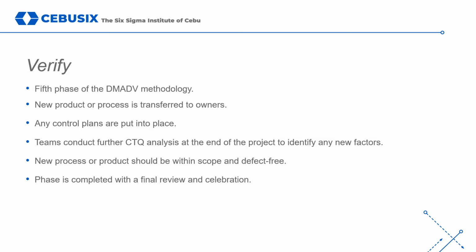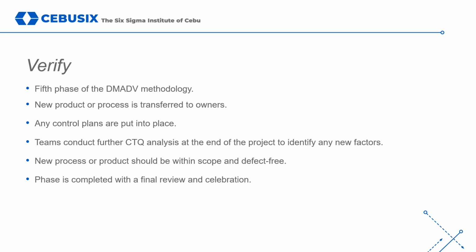The verify phase of a DMADV or DMADOV project is very similar to the control phase of a DMAIC project. The new process, product, or service is transitioned out of the project mode and handed off to the process owners or employees who work daily with the process or product in question. Control plans, including control charts, might be put in place by the team to track ongoing results. And almost all of the tools used in the DMAIC control phase are relevant to verify.